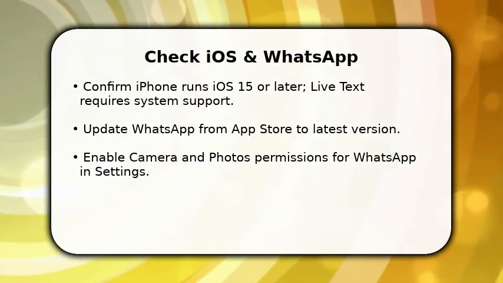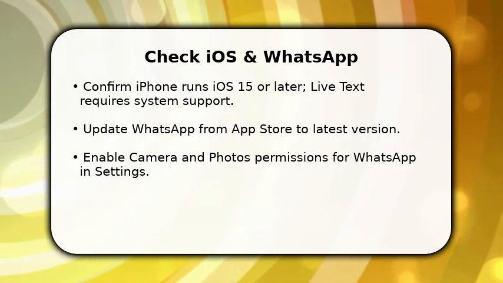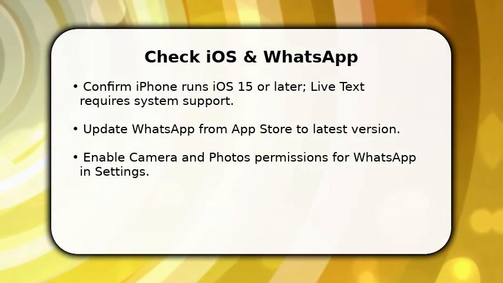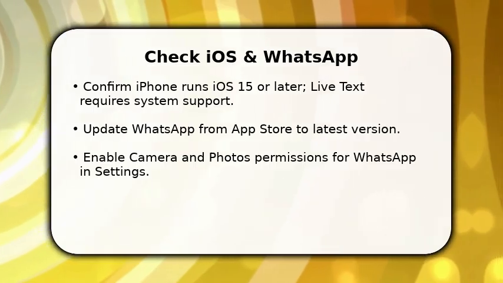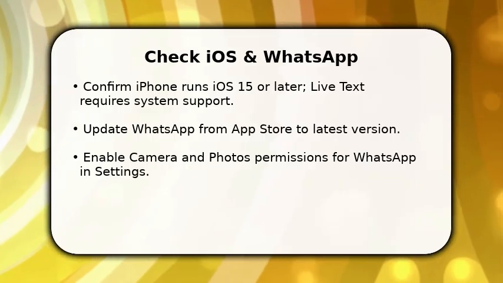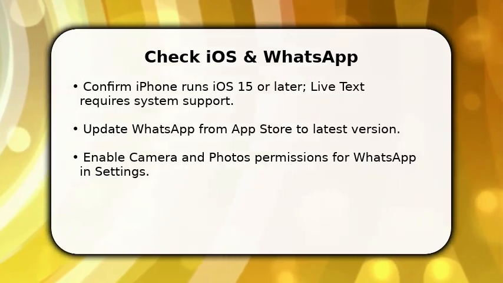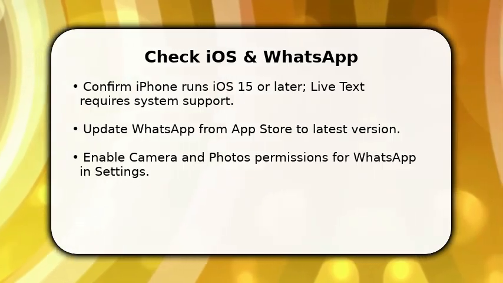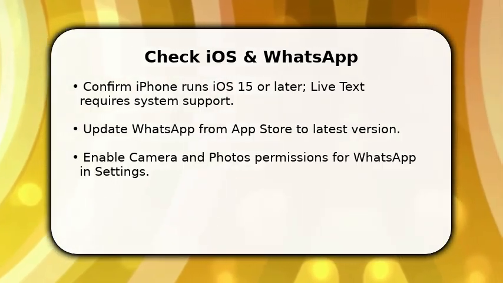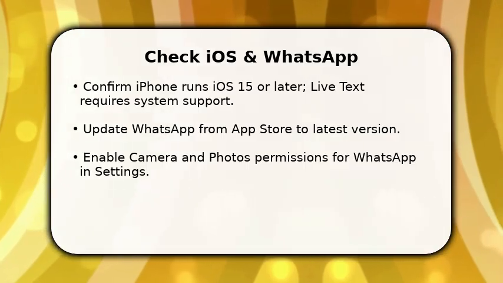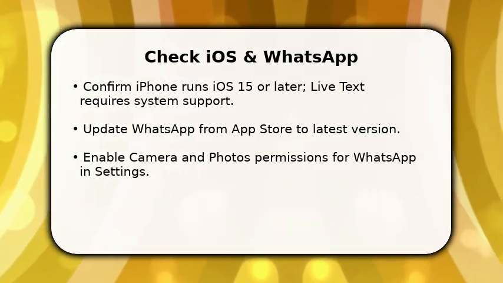You start by making sure your iPhone supports live text and WhatsApp is updated. This is why you check iOS 15 Plus and the App Store first. Once done, open Settings and confirm camera and photos permissions for WhatsApp so the app can access text and images. Make sure Face ID or passcode is set if your device restricts access. These prerequisites let live text work inside WhatsApp without permission errors or blocked features.